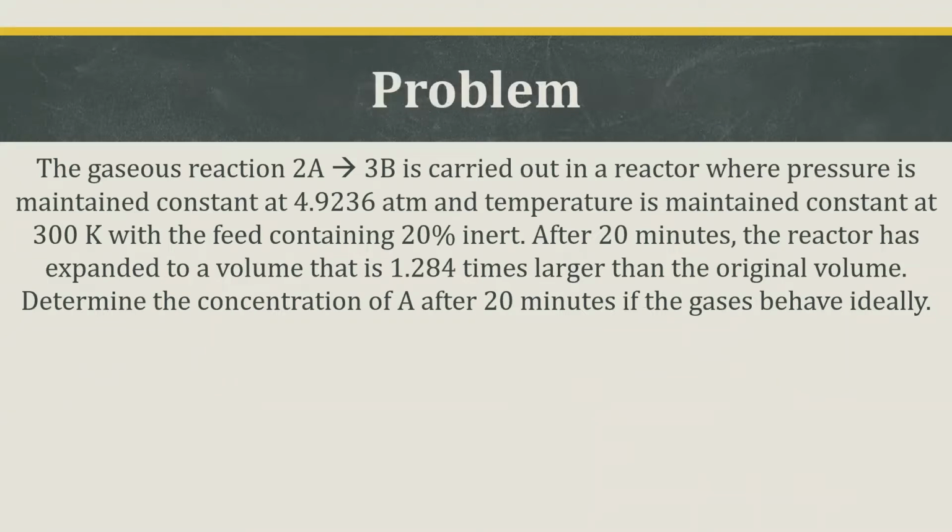We have here a gaseous reaction carried out in a constant pressure and constant temperature batch reactor, with the feed containing 20% inert. After some time, the reactor has expanded to a volume 1.284 times larger than the starting volume. We are to determine the concentration of A after 20 minutes, assuming the gases behave ideally. And here is the solution.